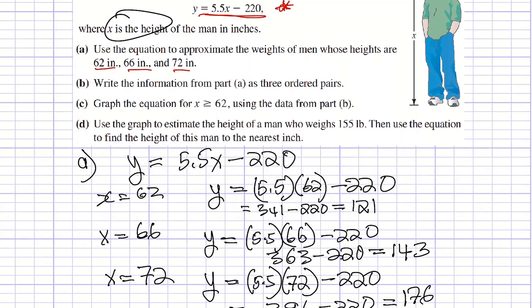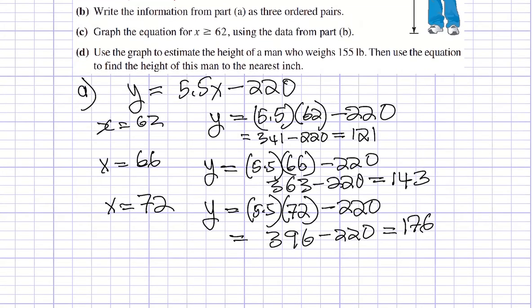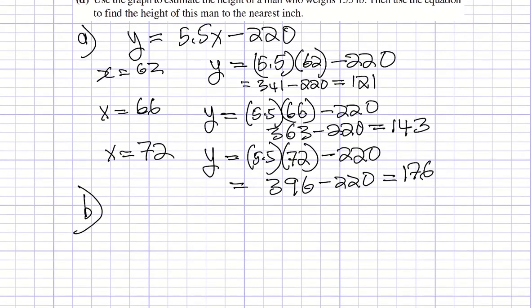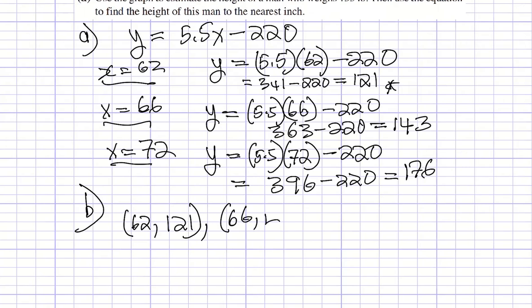We did that. It said B, write the information from part A as 3 ordered pairs. So that's B. Section B says write that as 3 ordered pairs. What they're saying is you got the value of x and you got the value of y. So the ordered pairs are 62, and you got the value of y right here, 121. Okay, so if you got 66, the value of y is what? 143. Okay, if x is 72, what is the value of y? 176. That's what that is saying. So we're done with B.